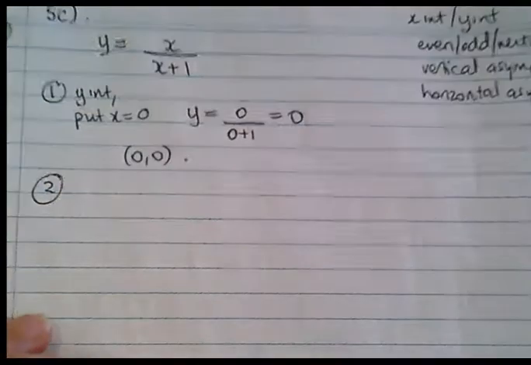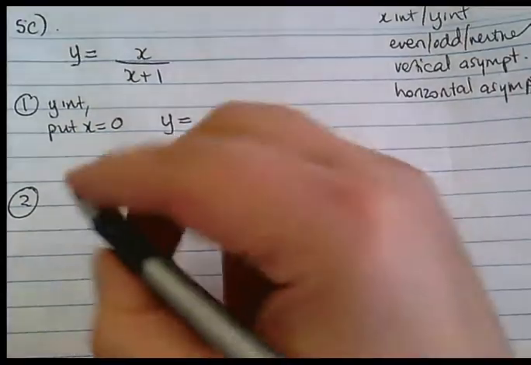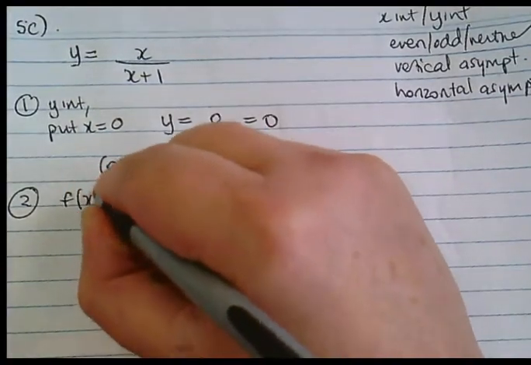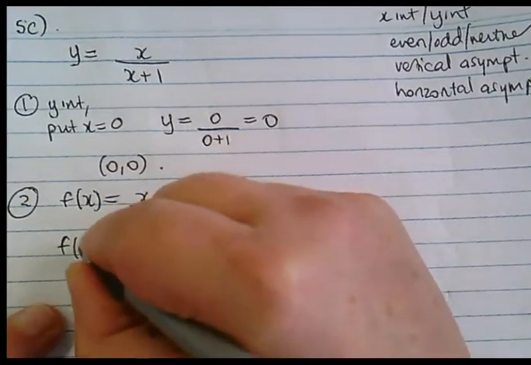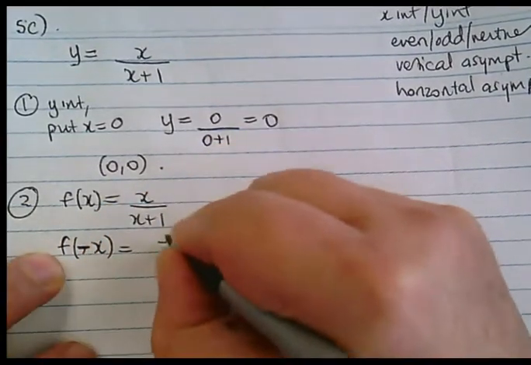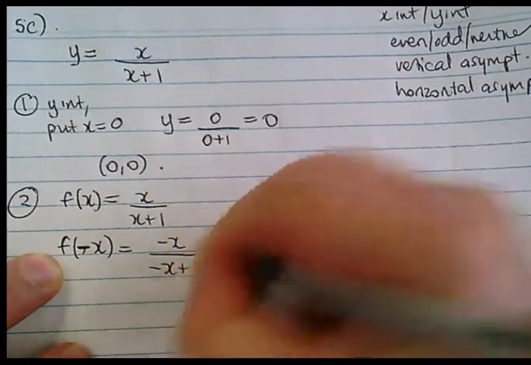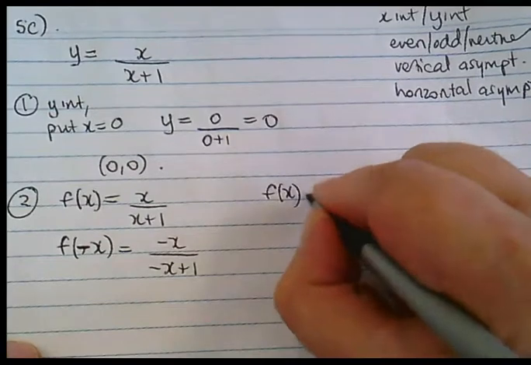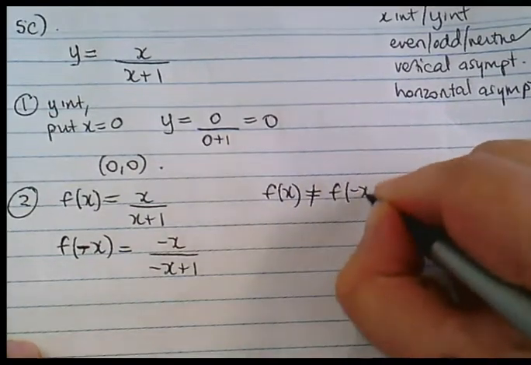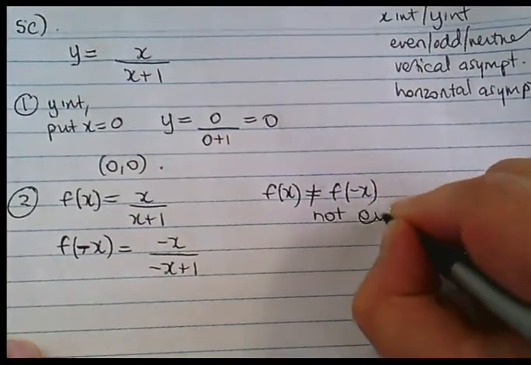Number 2, let's look for even or odd function. So f(x) is x over x plus 1. f(negative x) is negative x over negative x plus 1. Do you think it's even? So f(x) is not equal to f(negative x), so it's not even.